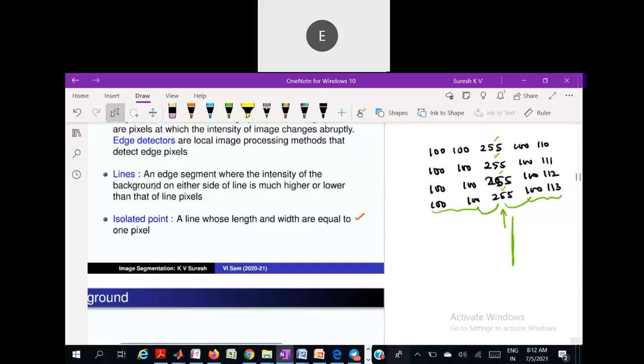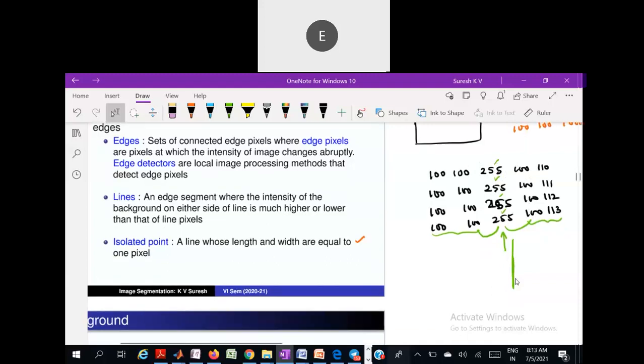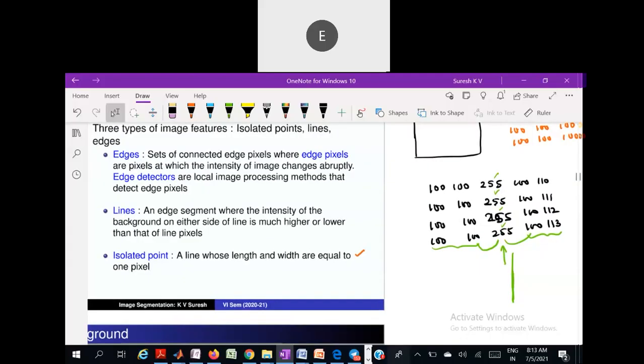So what we mean by a line, if you just look at the definition, is an edge segment where the intensity of the background on either side of the line is much higher or lower than that of the line pixel. Notice here, the intensity of this is much higher as compared to the neighbors. See, this is 255, whereas this is 100, this is also 100. So you see that this intensity is much higher. Of course, it could be the other way also. Instead of 255, if all these values were 0, then also it is correct.